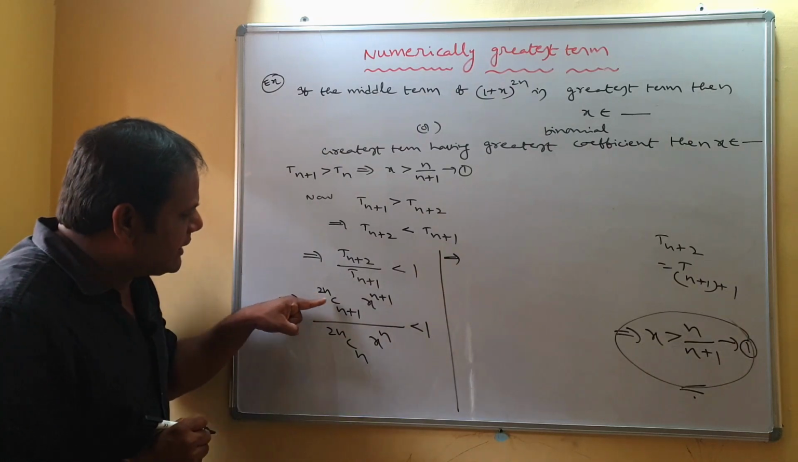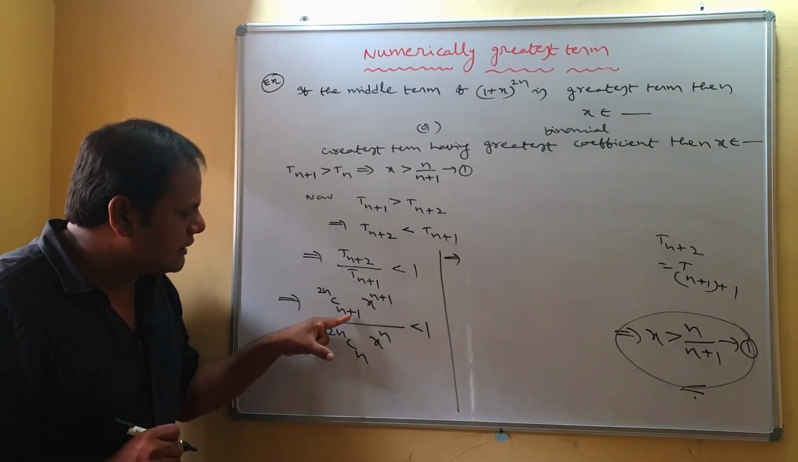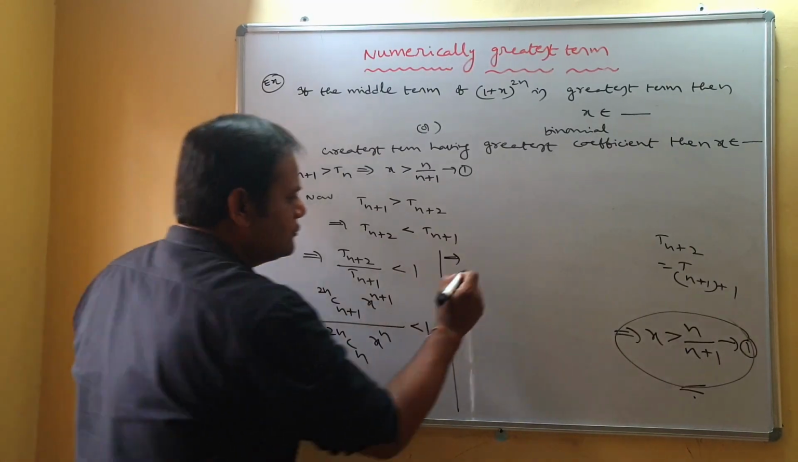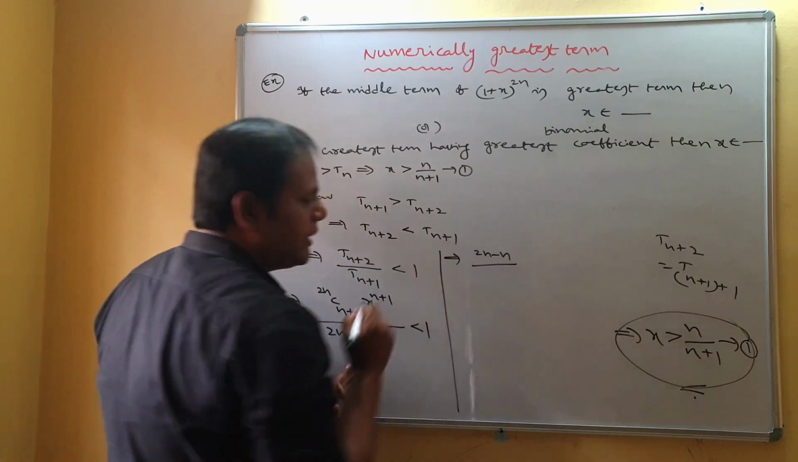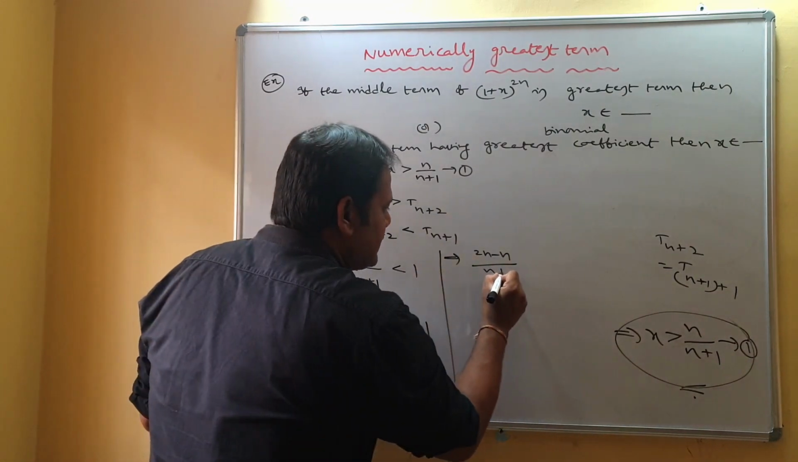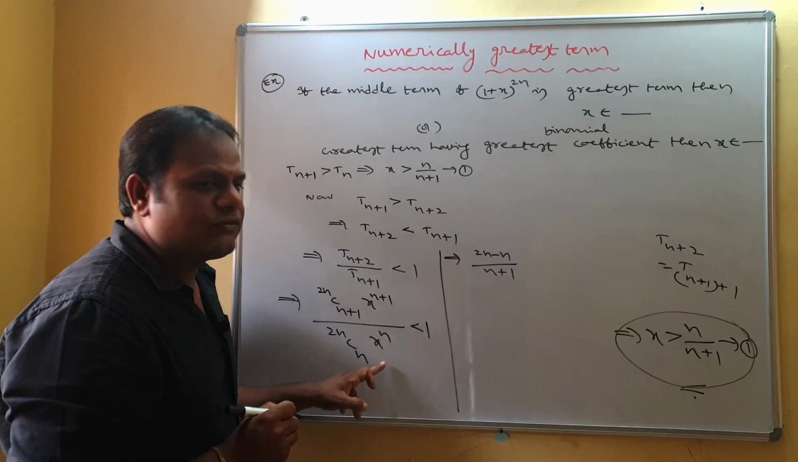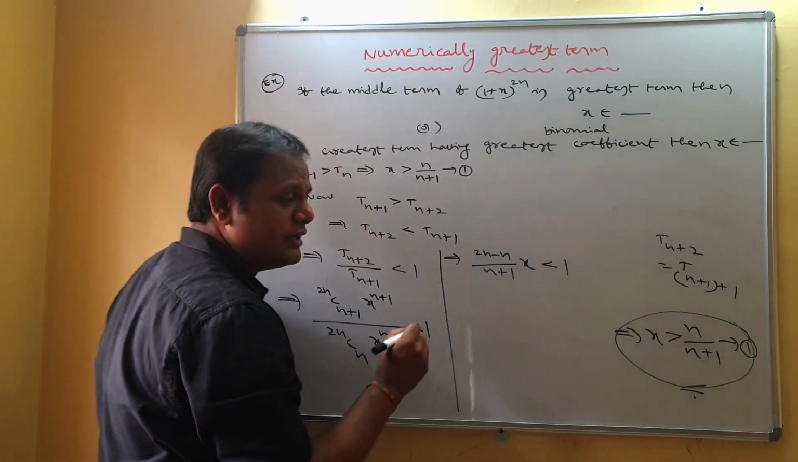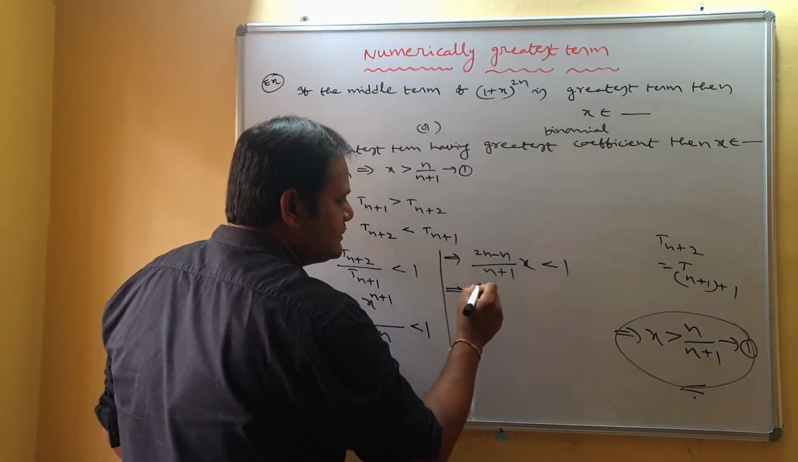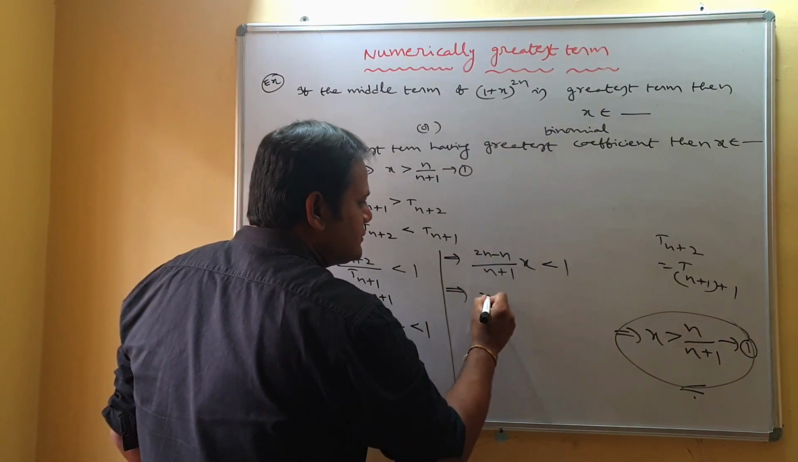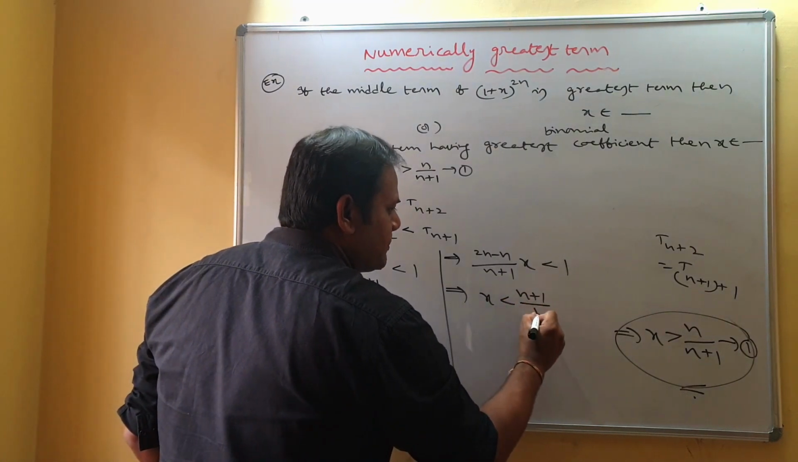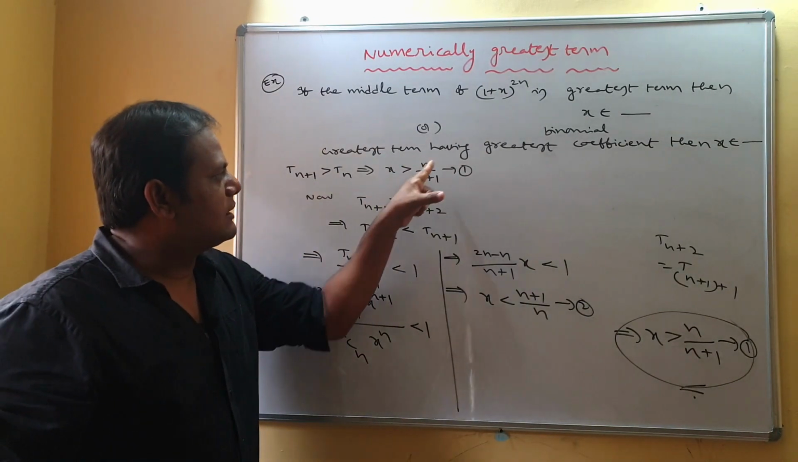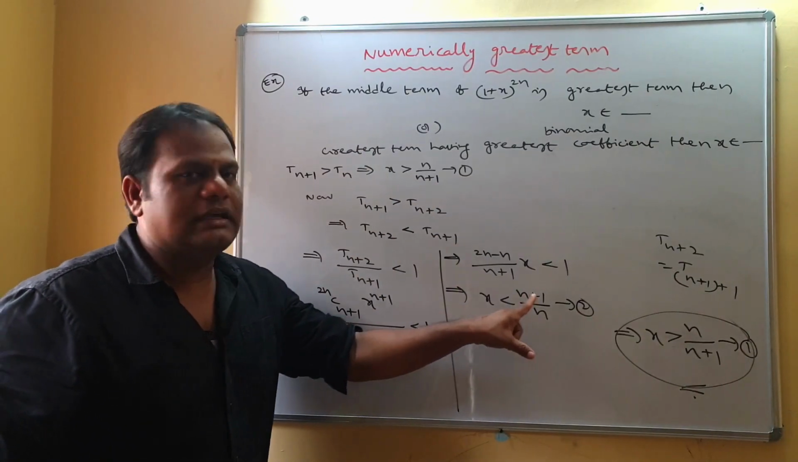Again it is like nCr by nC(r-1). So what is that value? This top value minus bottom value, so 2n minus n, divided by this value, that is n+1. x^(n+1) by x^n is x, which is less than 1, right? So what we got, you see? That is (2n - n)/(n+1), so x less than (n+1)/n. We take this as 2. So from the first we got x greater than n/(n+1). Now we got x less than (n+1)/n.